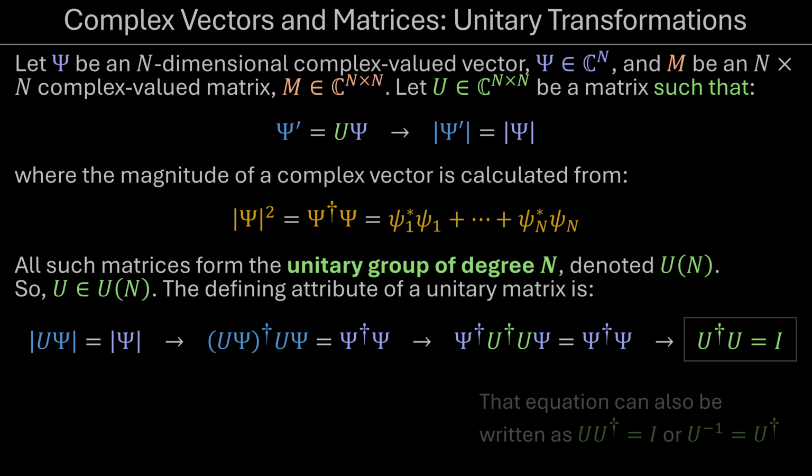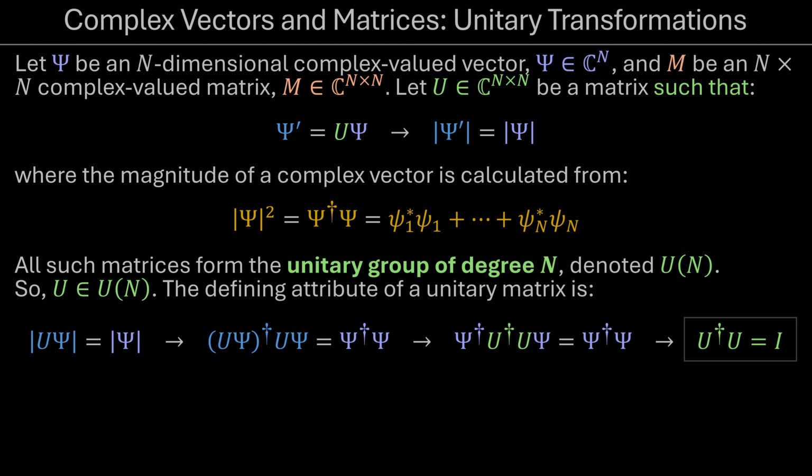And by the way, if U†U equals I, that also automatically implies that UU† equals I, as well as the fact that U†, the transpose conjugate of U, is also equal to the inverse of U for a unitary matrix.